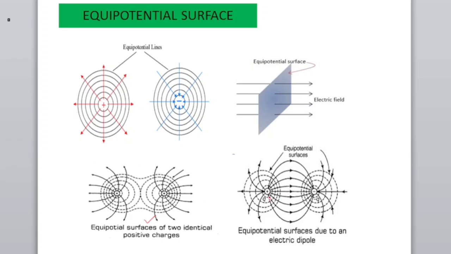Now for an electric dipole, there is a positive and a negative charge. Due to the positive charge, the electric field lines go from positive to negative. So the field lines are stronger towards this side, and also stronger to the left of this negative charge. So the equipotential surfaces are very close here, close to each other on this side and far away from each other on this side. So these are the equipotential surfaces for different combinations.